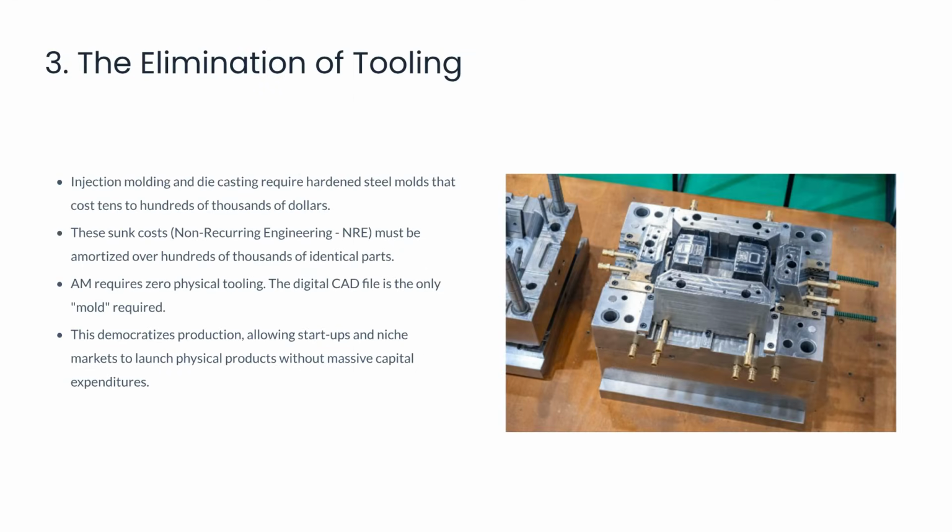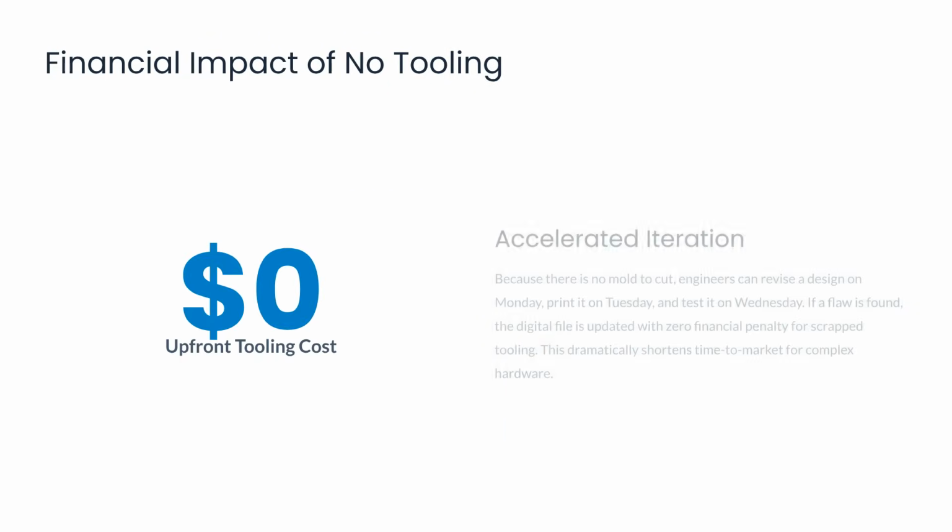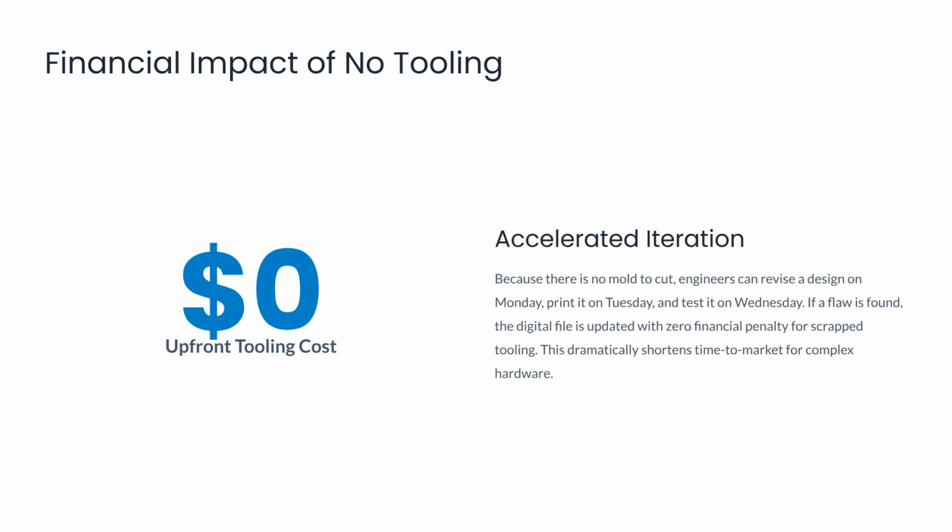Thirdly, additive manufacturing eliminates physical tooling. By removing the need for expensive steel molds, it lowers the barrier to entry, allowing startups and niche markets to launch products without huge capital expenditures. With zero upfront tooling costs, iteration becomes much faster. Engineers can modify designs and print them the very next day, drastically shortening time to market.